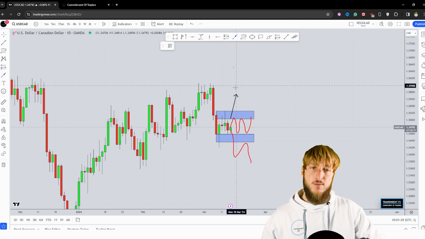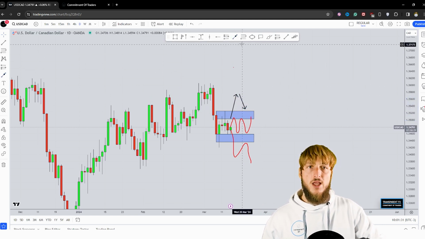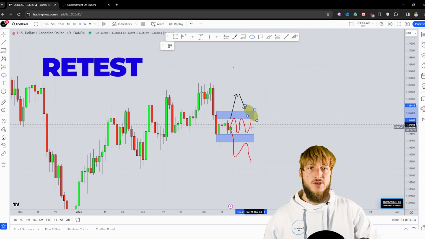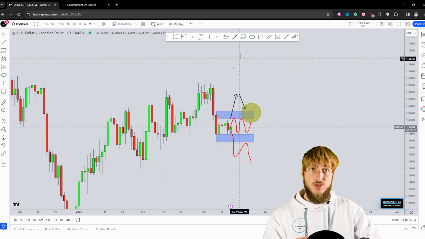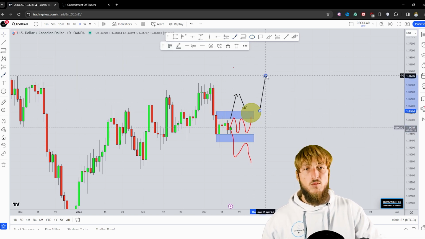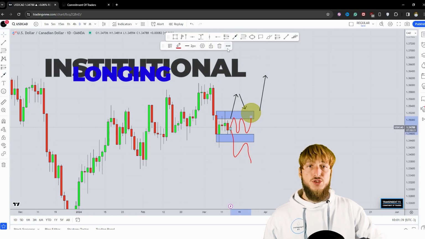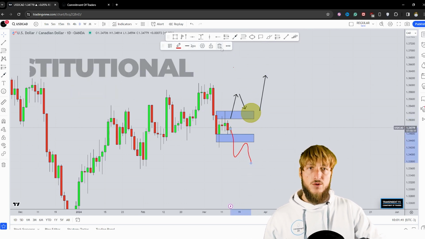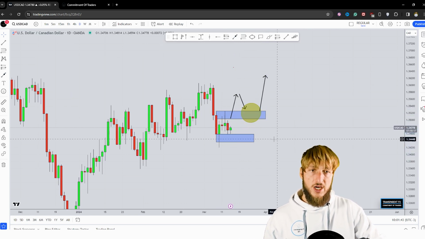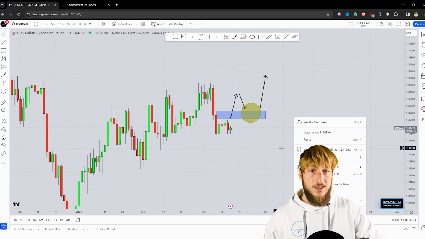Because if we get a break above the range, at that point after the break on the retest of the previous resistance turned support, this is where we have good probability of getting more institutional longing, which at that point would further increase the probabilities of a potential push higher away from this level.